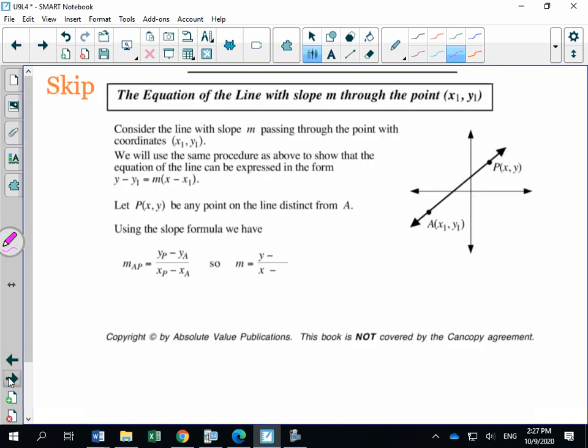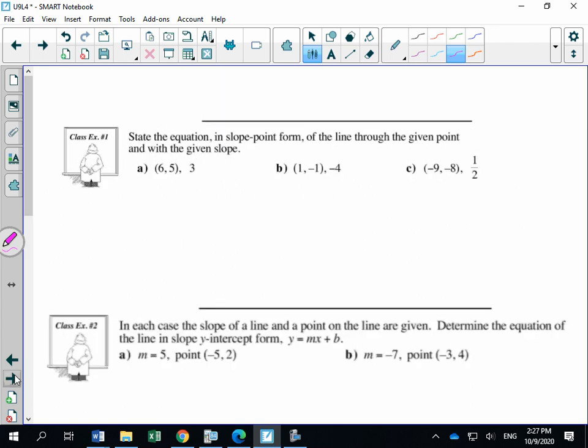We are going to skip this next page, so 580 we will skip, and I want you to go to class example 1 and we will start doing some questions.